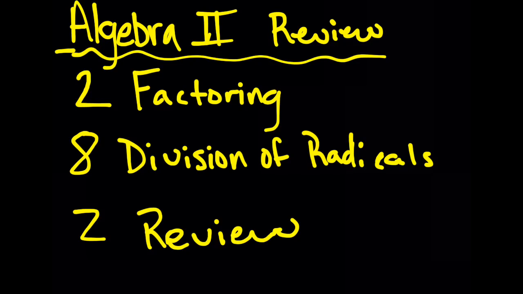Eight division of radicals questions. So eight, the bulk of the test comes from that radicals homework. Then two will be review questions on stuff that was on your last test. Are you going to be the eight that's on the test? No. And then factoring, two factoring questions.